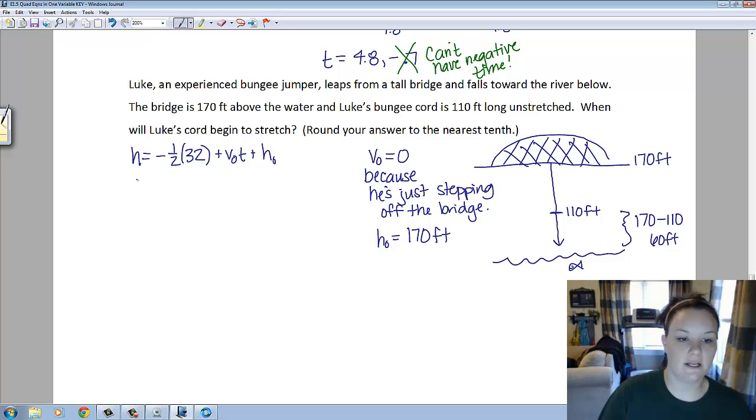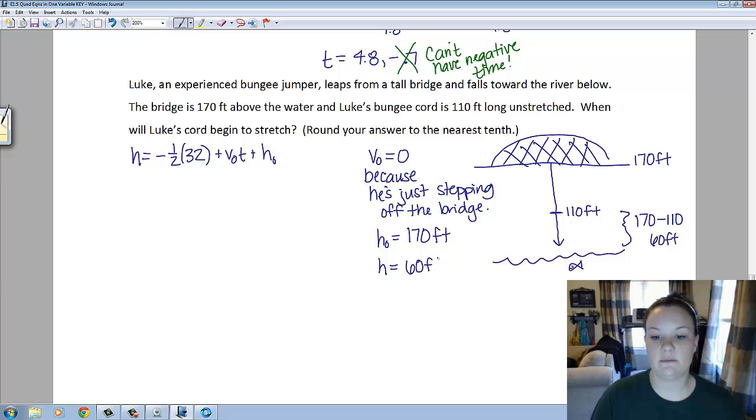So the time of the height that I'm looking for is his 60 foot above the water time. His initial height is the 170 foot because he's up on the bridge, and his velocity is 0 because he's just falling off, not being thrown off. So let's plug all that in. So my ending height is 60.